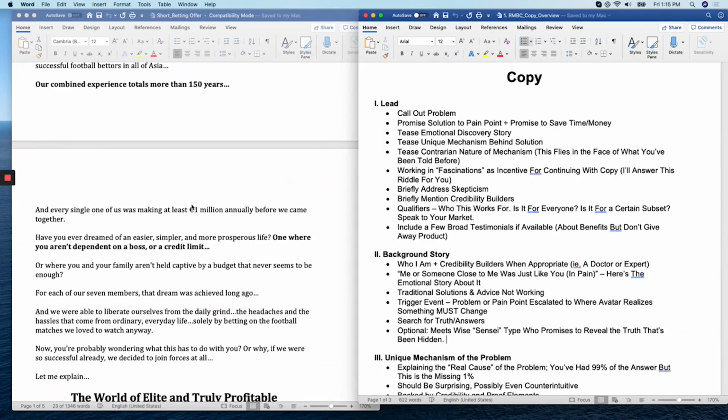Have you ever dreamed of an easier, simpler, and more prosperous life, one where you aren't dependent on a boss or a credit limit, or where you and your family aren't held captive by a budget that never seems to be enough? For each of our 7 members, the dream was achieved long ago, and we were able to liberate ourselves from the daily grind, the headaches, and the hassles that come from ordinary, everyday life, solely by betting on the football matches we love to watch anyway. Now, you're probably wondering what this has to do with you, or why, if we're so successful already, we decided to join forces at all.